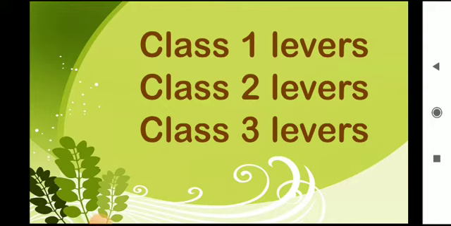In class 1 lever, the fulcrum is in between the load and the effort. Examples may be scissors, seesaw, etc. And in class 2 levers, the load is between the effort and the fulcrum. You can take the example of a nutcracker or the bottle opener.